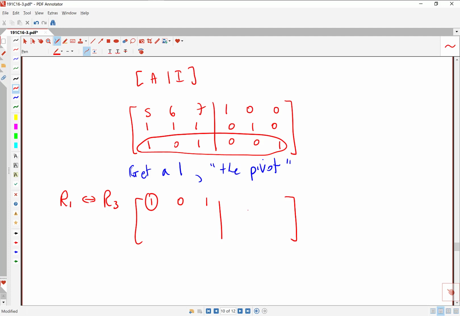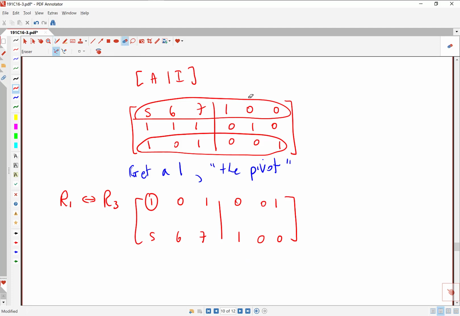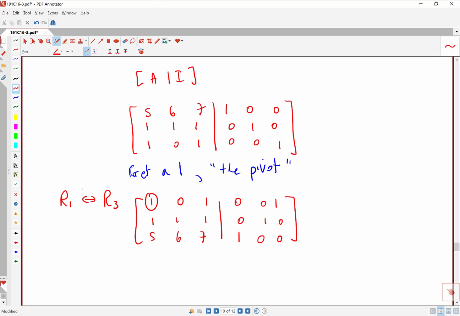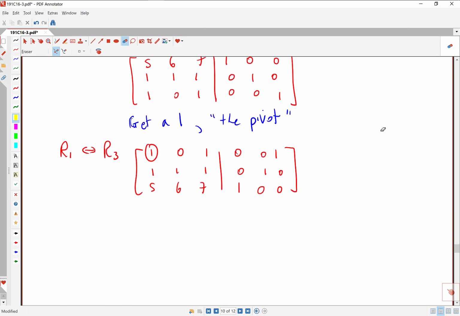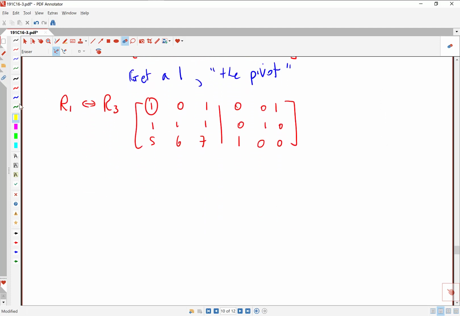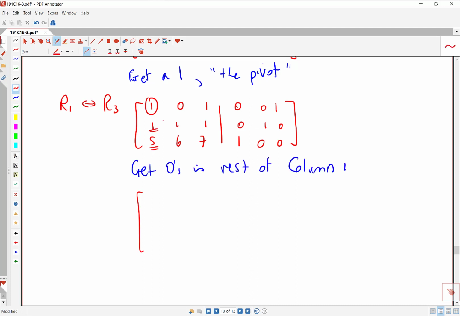So we'd have 1, 0, 1, 0, 0, 1, and then bring the entire row 1 into the bottom. So 5, 6, 7, 1, 0, 0 goes into the bottom. And then we'll just keep our middle row the same. So this swapping of rows works really well if you've got a 1 somewhere else in the column. Great, so now that we've got our pivot, we can then do the process of getting zeros in the rest of that column. So for the 1, we're going to go row 2 minus row 1, and to get rid of the 5, row 3 minus 5 row 1.